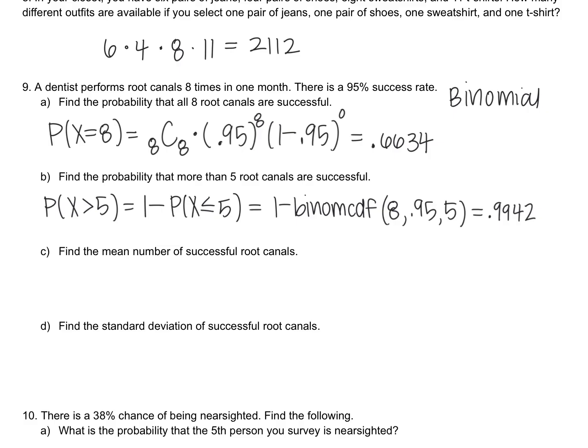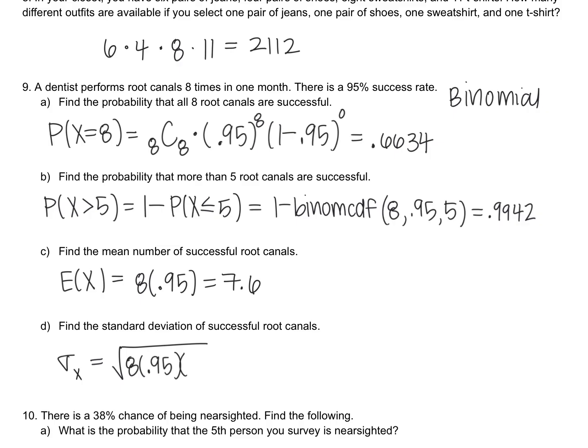The next one says find the mean number of successful root canals. So that's our E of x, which for a binomial distribution is just n, which in this case is 8, times p, which is 0.95, which is going to be 7.6. And then for the standard deviation, that is the square root of n, which is 8, times p, which is 0.95, times 1 minus p, which is 1 minus 0.95, which is 0.6164.